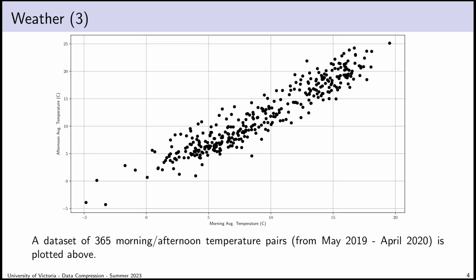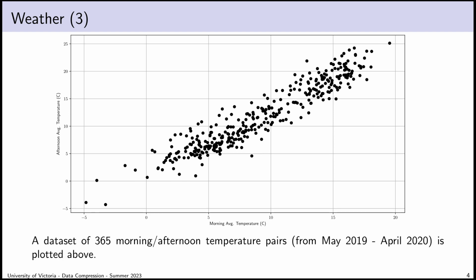And here is a plot of the observations for an entire year, from May 2019 to April 2020. I didn't go and update this data for 2023, but I'll bet that it looks pretty similar. Maybe it's a little bit warmer, unfortunately, but I'll bet it looks pretty similar. So I've plotted the morning average temperature for each day on the x-axis and the afternoon temperature on the y-axis. So one particular data point here would be the observation for one day, its morning and afternoon temperature.